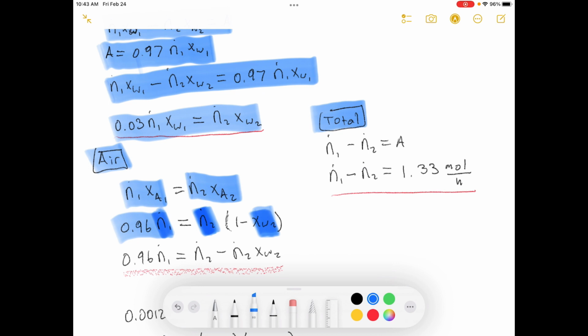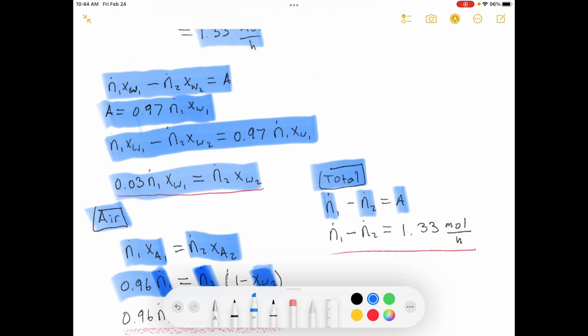Here we'll do the total mass balance. We'll say the amount of mass going in minus the amount of mass going out is equal to the amount of mass getting accumulated. Now this is not an independent equation because we already used water and we already used air. So using the total is not an independent equation.